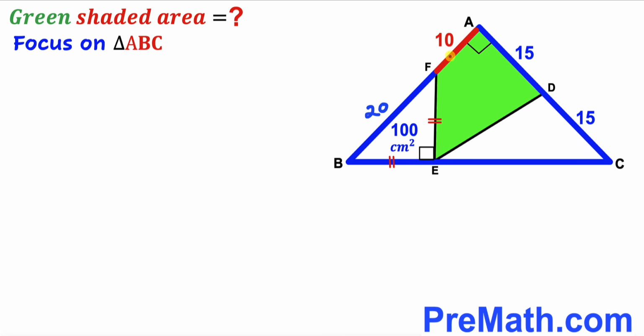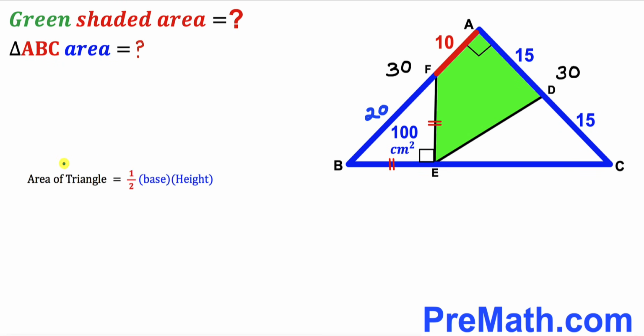Now we are going to focus on this big right triangle ABC. This side length is going to be 10 plus 20, which makes 30. Likewise, this side AC length is going to be 15 plus 15, which gives us 30 as well. Now we are going to calculate the area of this big right triangle ABC.